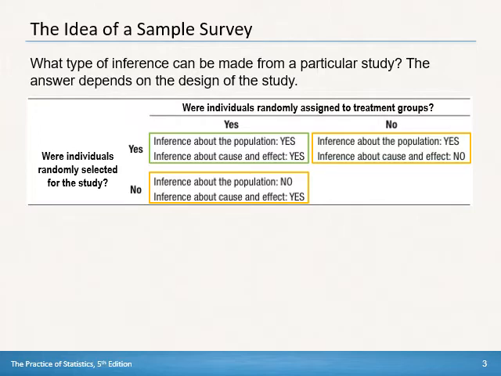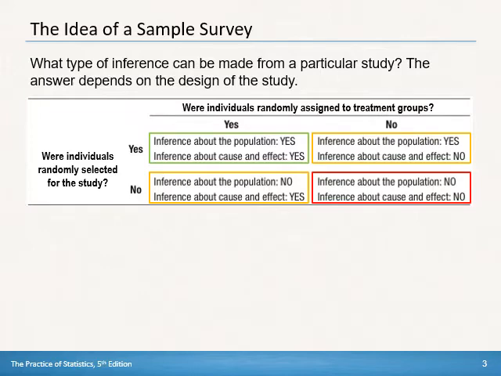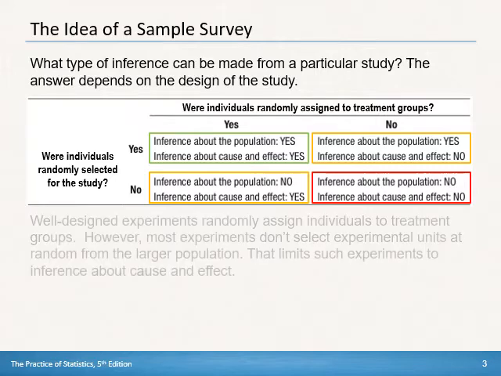Okay. And then the last group is here, and this is not where you want to be. You didn't run an experiment. You didn't randomly select people. Nothing good comes out of this. You cannot infer to the whole population, nor can you show cause and effect.